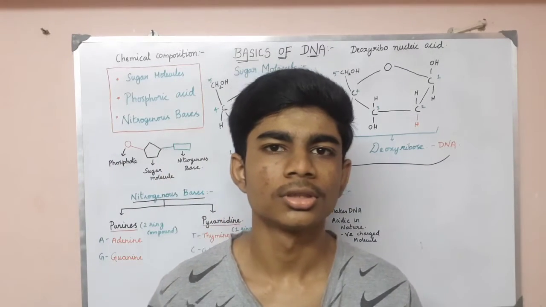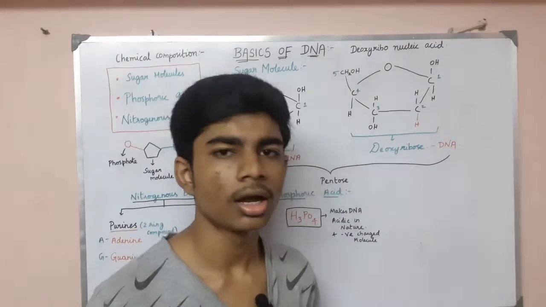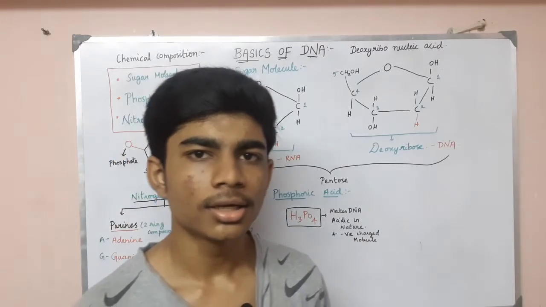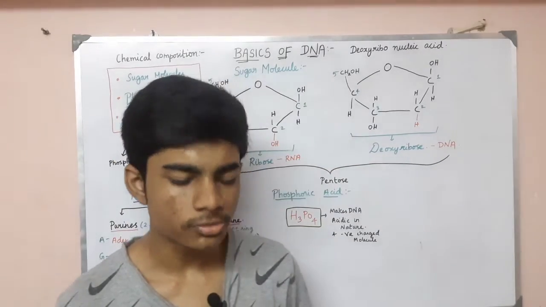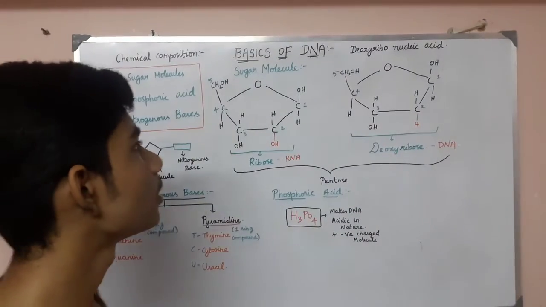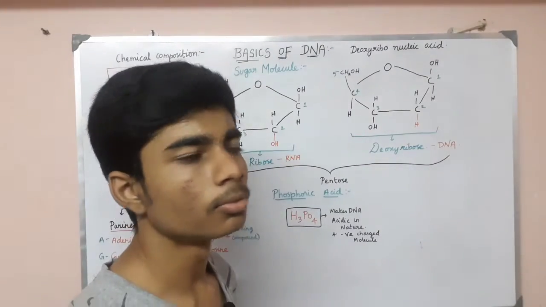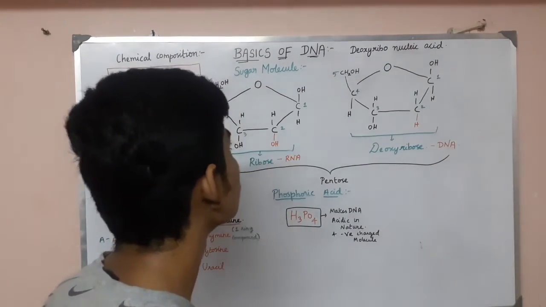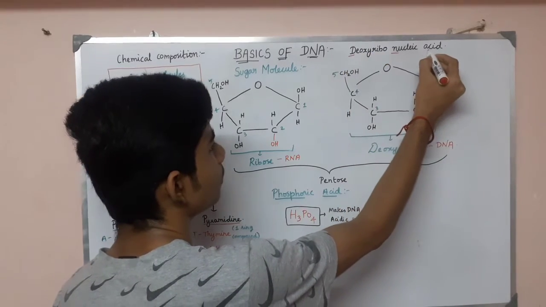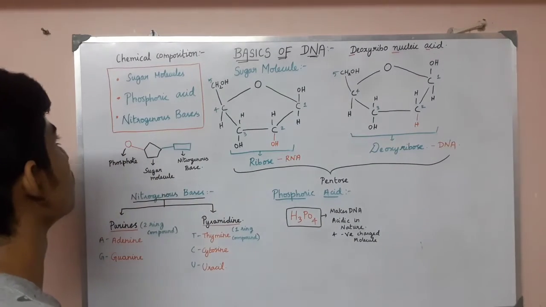Today we are going to see about the basics of DNA. In the last session we covered how DNA is compactly folded and condensed to form a chromosome. In this video we will see what DNA is and what its structure is, what this chemical compound is. Okay, so what is DNA? DNA is nothing but deoxyribonucleic acid. So let us see what its chemical composition is.